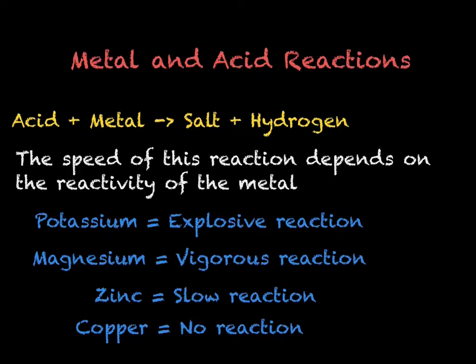This shows us a decreasing level of reactivity of the metals. At the top of the reactivity series, we had our explosive reactions. Moving further down, the reactions are vigorous but much less reactive. Moving on to zinc, it's a very slow reaction, and then finally copper shows no reaction at all with cold dilute acid.